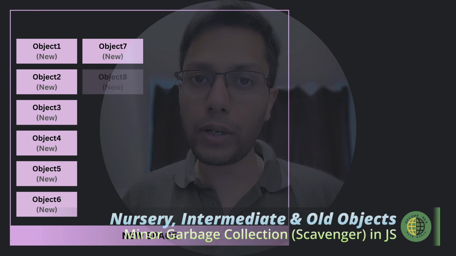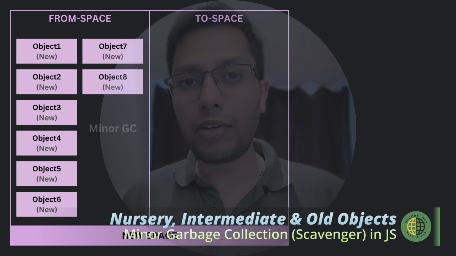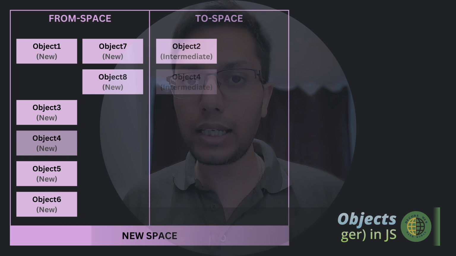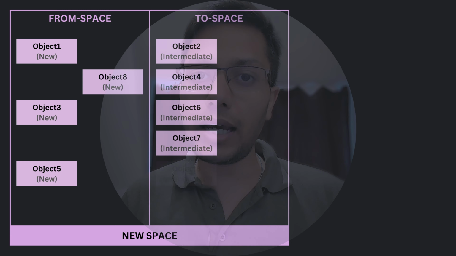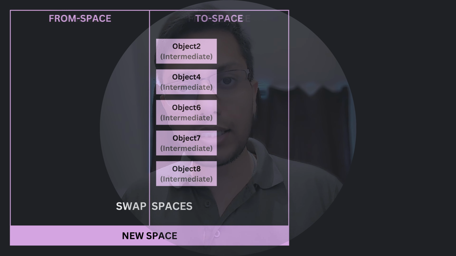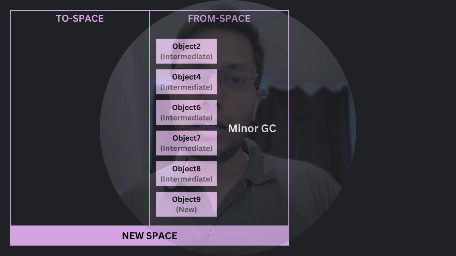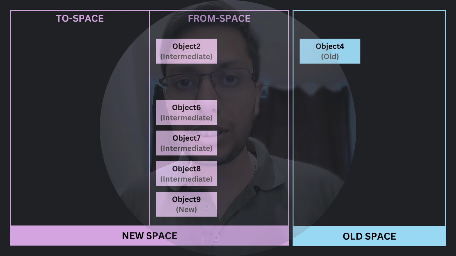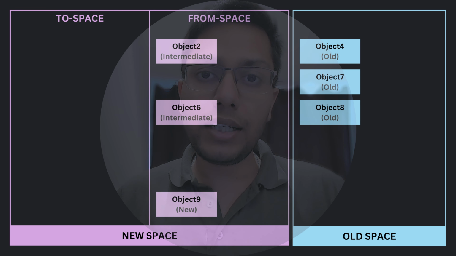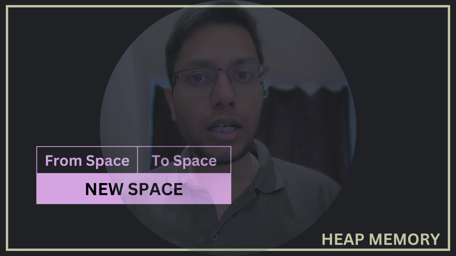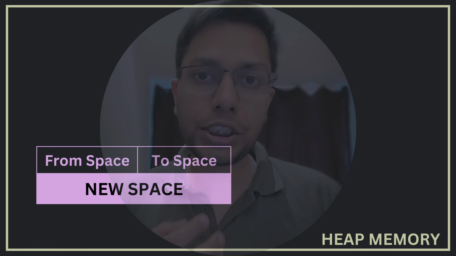Objects are initially allocated in the nursery. If they survive the first garbage collection cycle, they are categorized as intermediate but still remain in the young generation. If they survive yet another garbage collection cycle, they are recategorized as old generation and are moved to old space, where they are eventually garbage collected. The young and old generation objects utilize different garbage collection strategies.